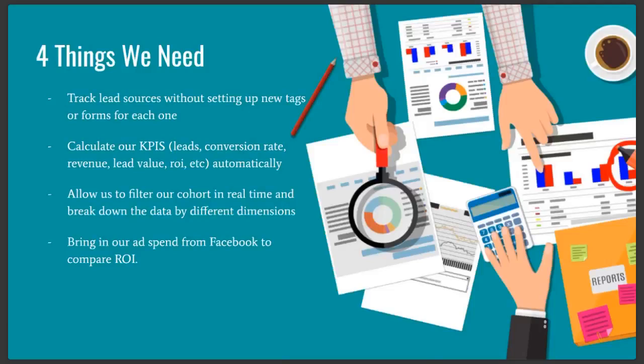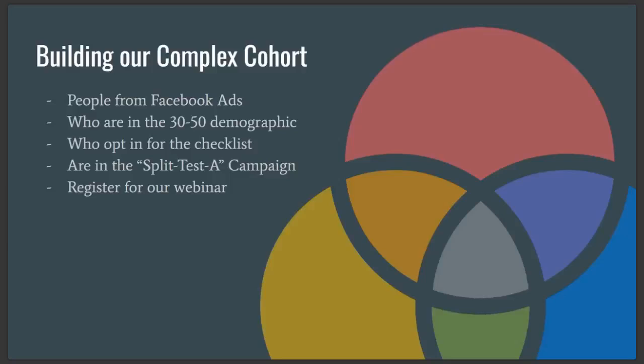Now, here again is that complex cohort, right? So we're looking at people from Facebook who are in the 30 to 50 demographic, who opt in for the checklist, and who are in the split test A campaign, and who register for a webinar. So these are the 5 aspects, the 5 dimensions of our cohort that we want to find out, because we want to start comparing these to our main cohorts or to other dimensions, so that we can understand if we are targeting the right people and if we should target them more or go to a different cohort.